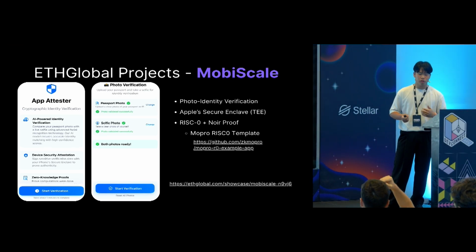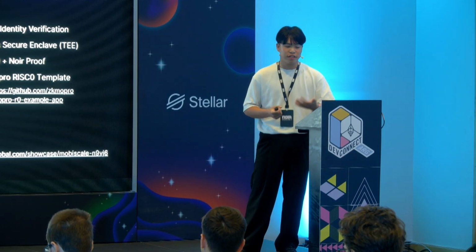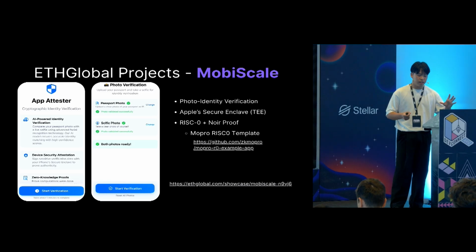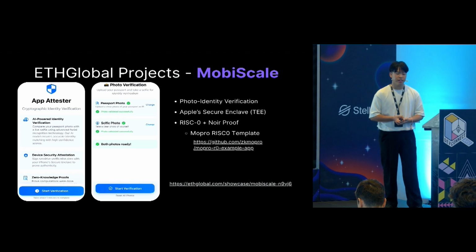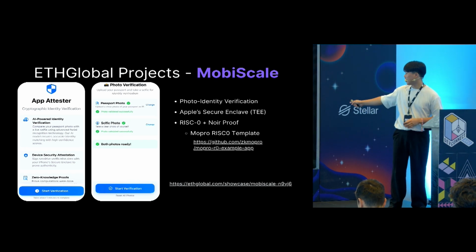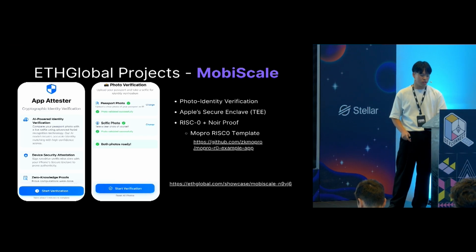They do it inside the TEE to run the face match algorithm, and they use Noir to verify the attestation generated from the TEE. So this is quite interesting. If you are curious about how it works, you can also go to the ETH Global page to check it out.